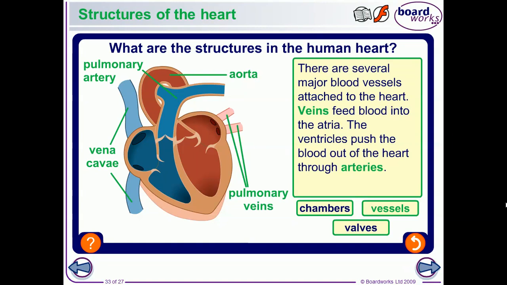And then you've got two other blood vessels that you need to know about, the aorta and the vena cava. The aorta is an artery, so this means that it's a blood vessel that takes blood away from the heart. So this is taking it away from the heart to the rest of the body, because we already know that the pulmonary artery takes it to the lungs. And then we've got the vena cava, which returns deoxygenated blood back to the heart.